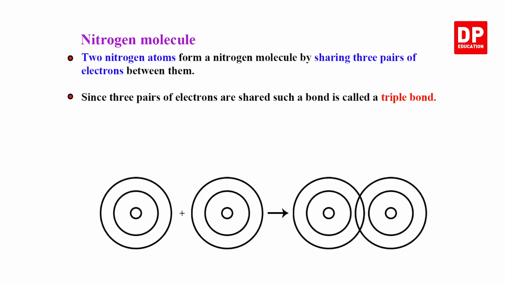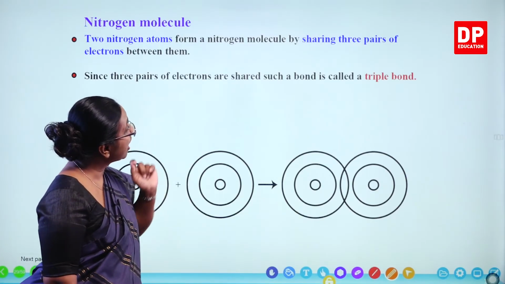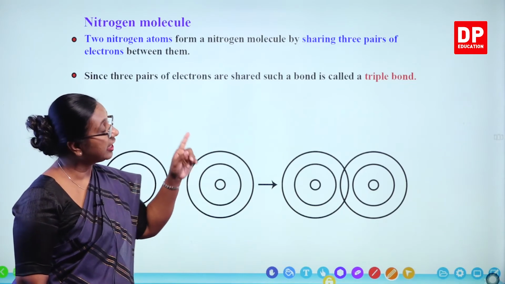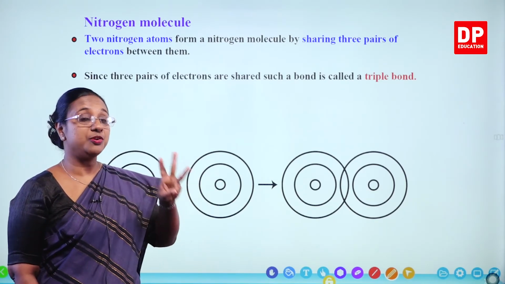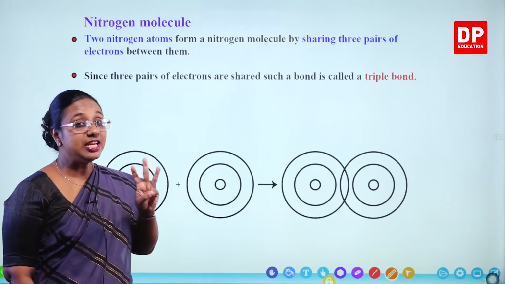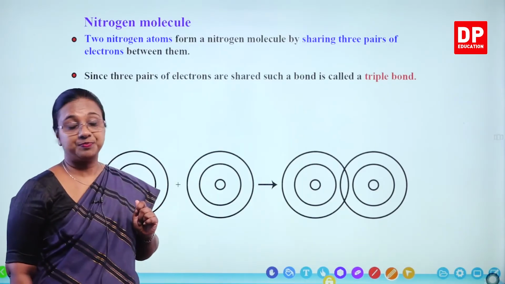So the next molecule that has more than a single bond is nitrogen molecule. Now here you can see 2 nitrogen atoms form a nitrogen molecule by sharing 3 pairs of electrons. The valency of nitrogen, you all know, is 3. So it needs to share 3 pairs of electrons between them.